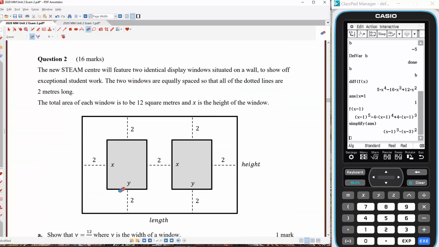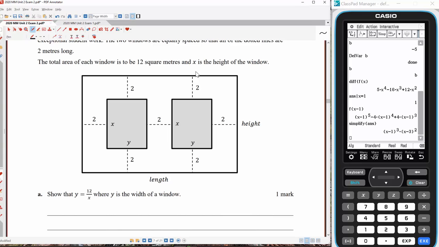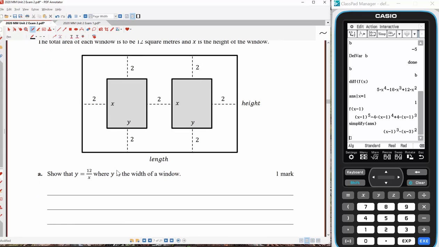Okay, the new STEAM Centre will provide 2 identical display windows situated on a wall to show off exceptional student work. The 2 windows are equally spaced so that all of the dotted lines are 2 meters long. The total area of each window is to be 12 square meters and x is the height of the window. So it is a window, so area equals x times y. We know that the area of each window is 12, so that's 12 equals xy. y is equal to 12 on x, as required.